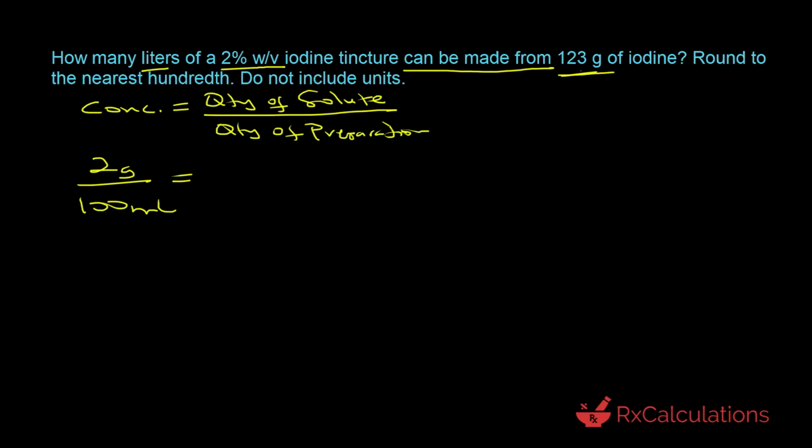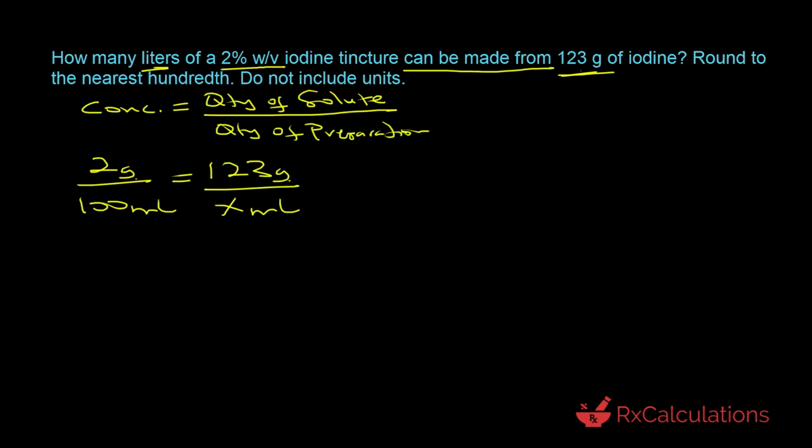The quantity of solute is going to be 123 grams, so that goes to the numerator, because first of all it is the solute, and also the units need to match up on the left-hand side and on the right-hand side. So what we're actually looking for is the term in the denominator. At this point it's going to be some quantity in milliliters. We're going to go ahead and solve for that value. That will give us the volume in milliliters, and we need to obey the instructions in the question and convert that to liters.